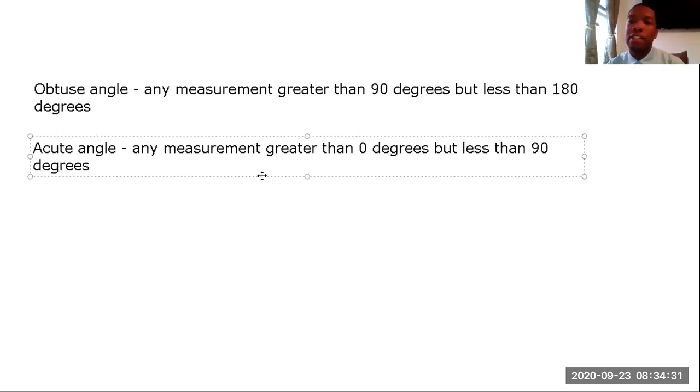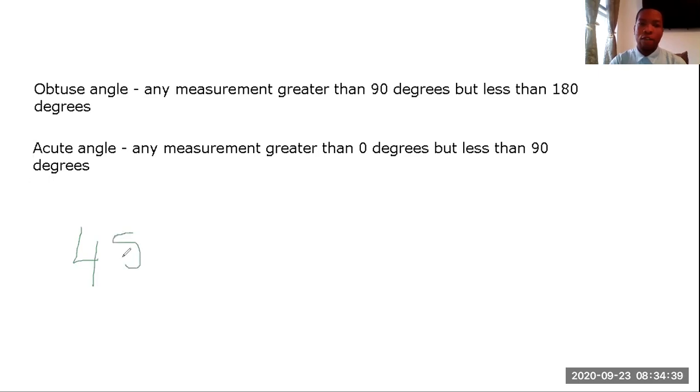So when we did that pizza and it had 8 slices and our measurement came out to 45 degrees, I think. That 45 degrees, would that be an obtuse angle or an acute angle? So go ahead and put that in the chat. Acute, it would be an acute. So let's put acute, because 45 is between 0 and 90.